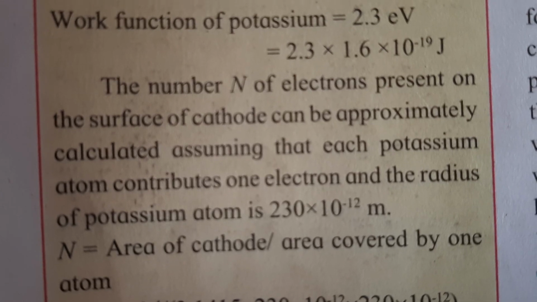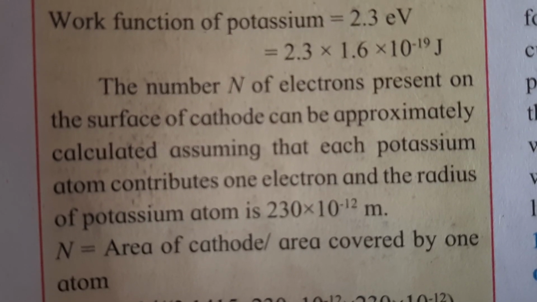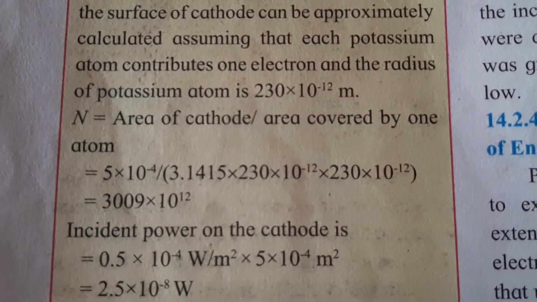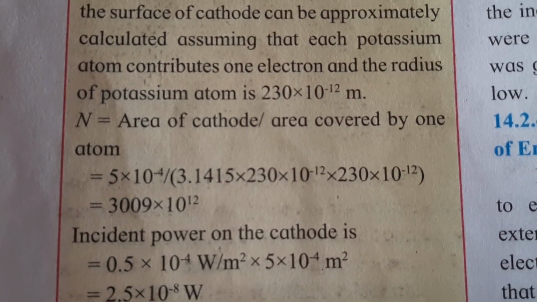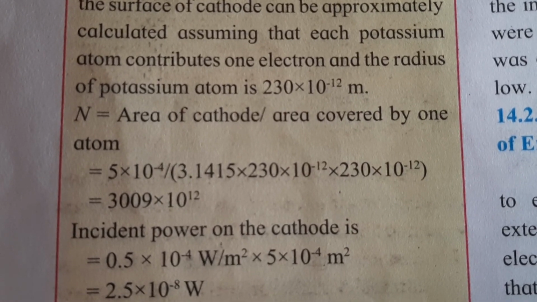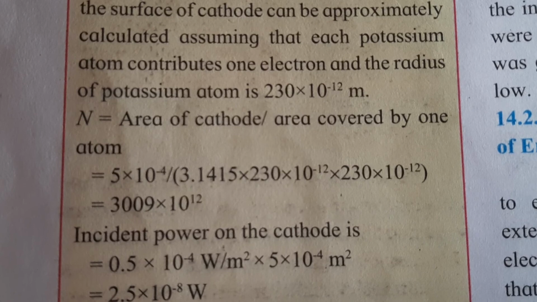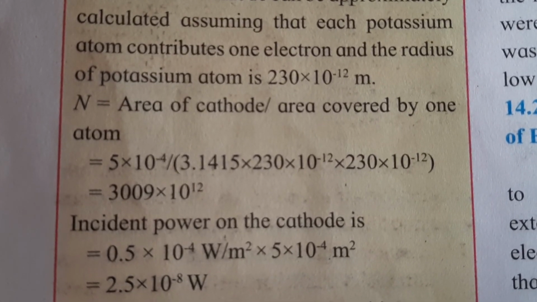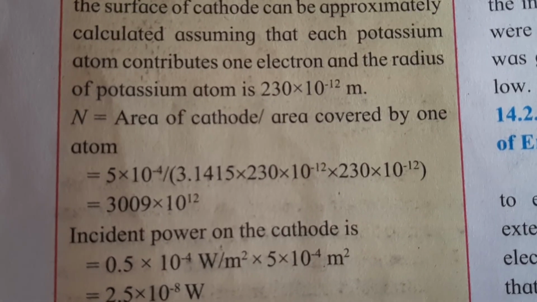So it contributes 1 electron. The radius of a potassium atom is 230 into 10⁻¹² meter. So n is the area of the cathode upon the area covered by one atom. The area of the cathode is 5 into 10⁻⁴ upon the area covered by one atom, that is 3.1415 into 230 into 10⁻¹², again 230 into 10⁻¹², that is 3009 into 10⁻¹².